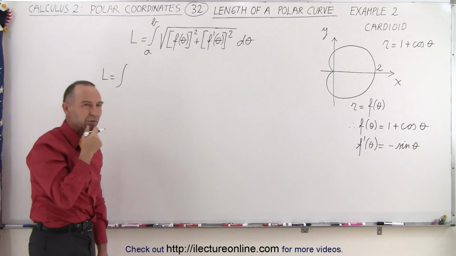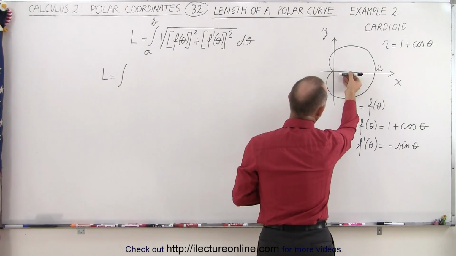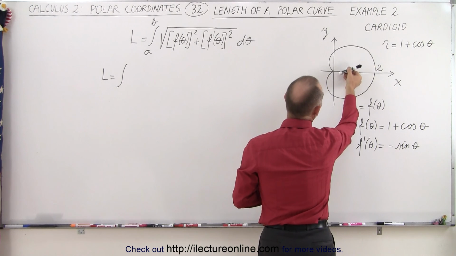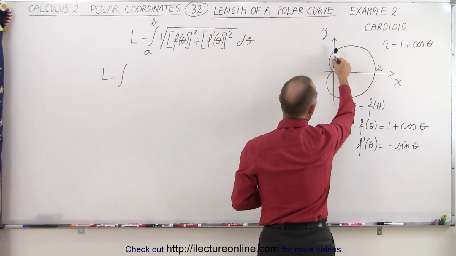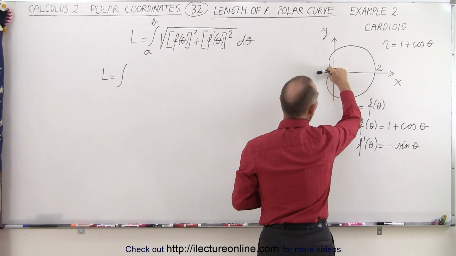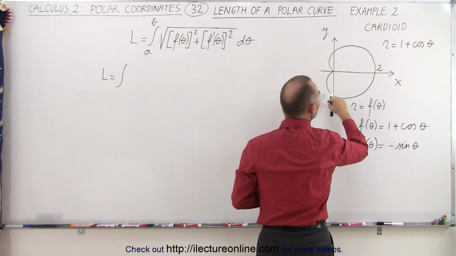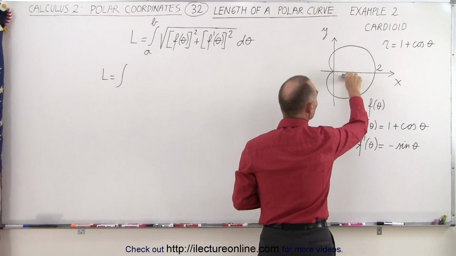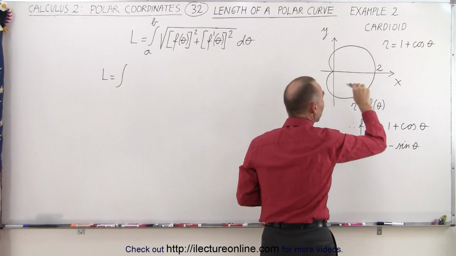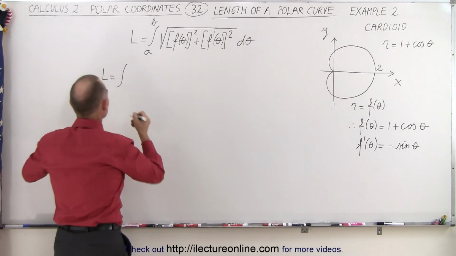What about the limits? Well, let's see here. With a cardioid, we start at 0. At 90 degrees, we get 1. That would be right here. At 180 degrees, we get 0. At 270 degrees, we get minus 1. Actually, let's see here. No, that would be plus 1 again. And then at 360. So it turns out we have to go all the way around the circle. The limits of integration will be from 0 to 2 pi.